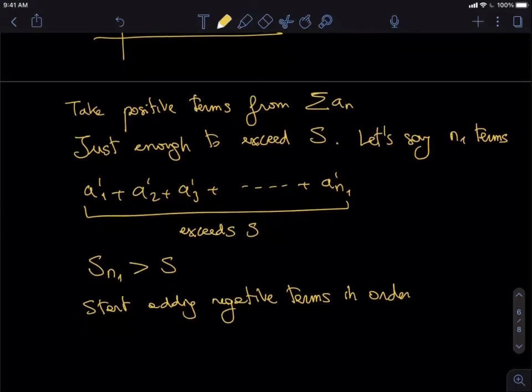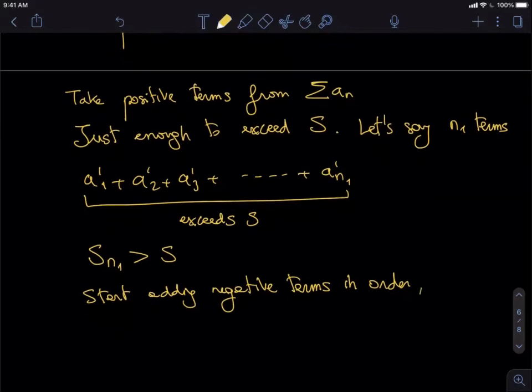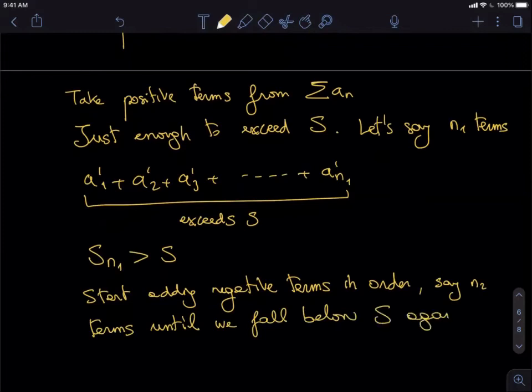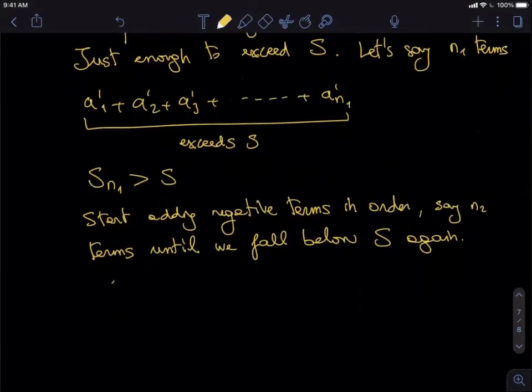Now, when I start adding the negative terms in order, there will be, let's say, n2 terms until we fall below S again. Okay, what does this mean? This means that the partial sum n1 plus n2 of this rearrangement is going to be less than S.